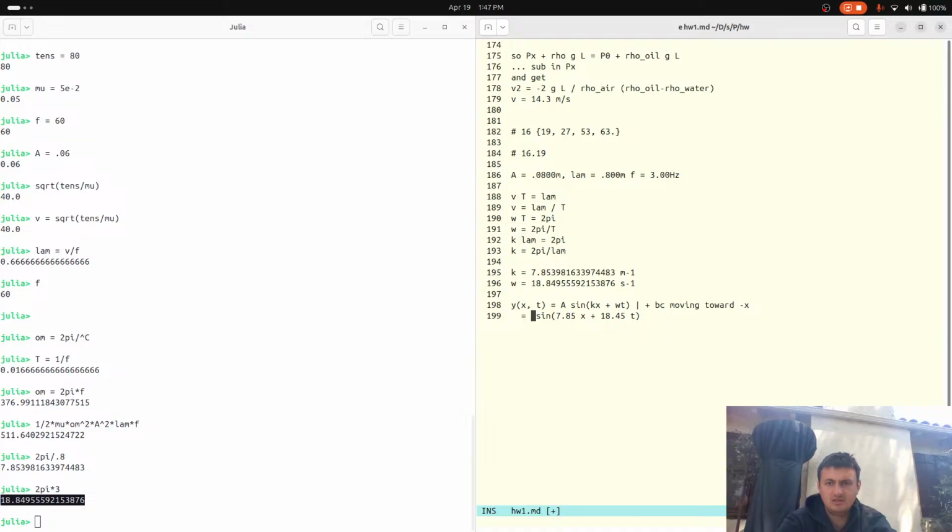This is gonna be 0.080 meters. Meters minus 1, meters minus 1, seconds minus 1.